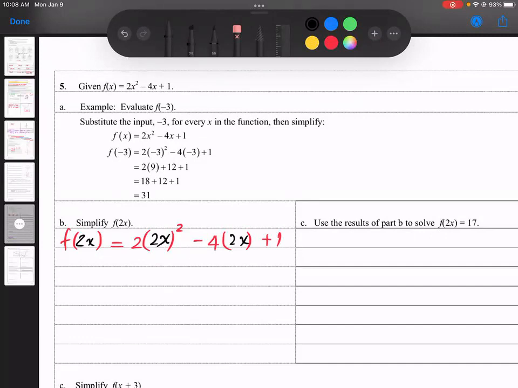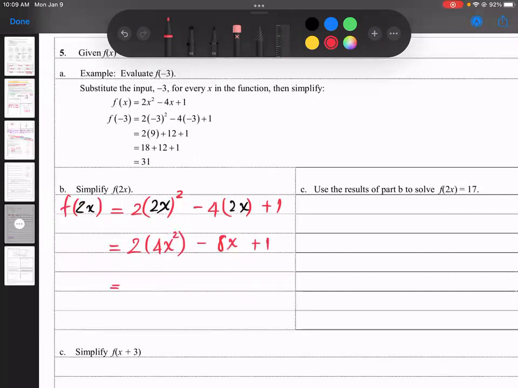So you don't make mistakes. A lot of times people just square the x, but you have to square the 2x. 2 times 2x squared is 2 times 4x squared, minus 8x plus 1. Finally, 2 times 4 is 8: 8x squared minus 8x plus 1.